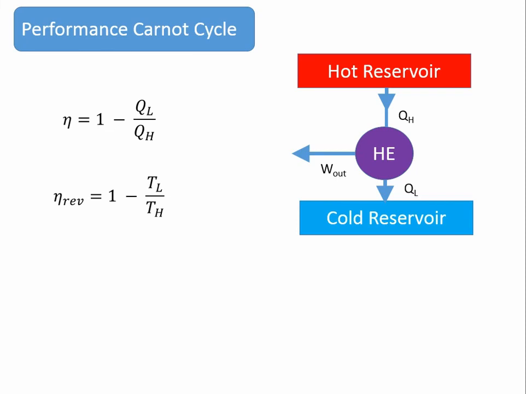However, even in practical systems, as the hot reservoir temperature increases and the cold reservoir temperature decreases, the efficiency of the heat engine increases. You must remember, this equation can be applied only for reversible heat engines, and this is the greatest efficiency a heat engine can produce.